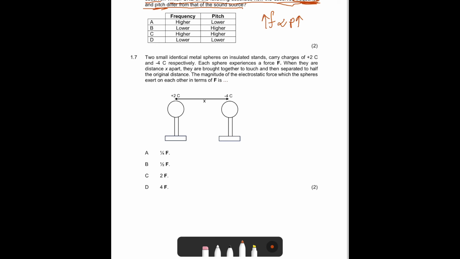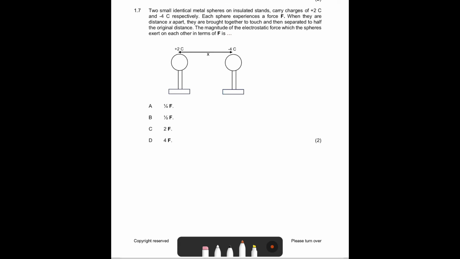As the police car siren is moving towards the observer, what is observed by the listener is, since it's moving towards, the frequency is going to be higher. So it's a higher frequency, and it's supposed to be a higher pitch. So C, higher frequency and higher pitch, is the answer there. I hope I make sense, guys.